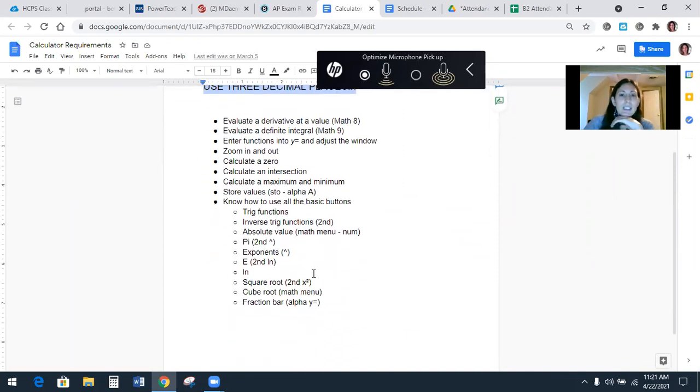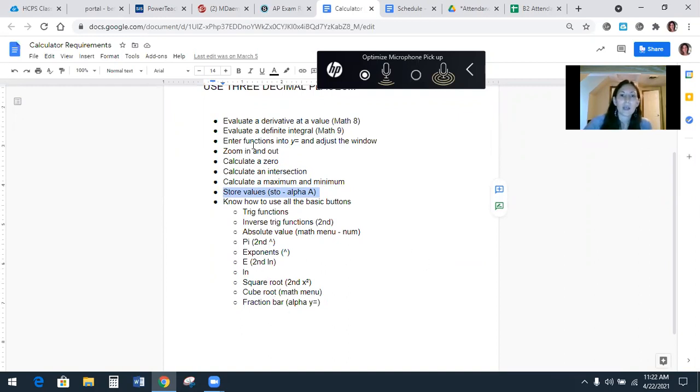And then here's basic things that you need to be able to do. A derivative is math 8. An integral is math 9. You need to be able to put functions into y equals and adjust the window. Zoom in and zoom out. And then your calculate menu, that second trace. It would be a good idea if you can calculate a 0, an intersection, and a maximum and minimum, especially an intersection, though. That one they use a lot. You need to be able to store values so that you can copy and paste. And then here are all your basic function things that you need to be able to do.